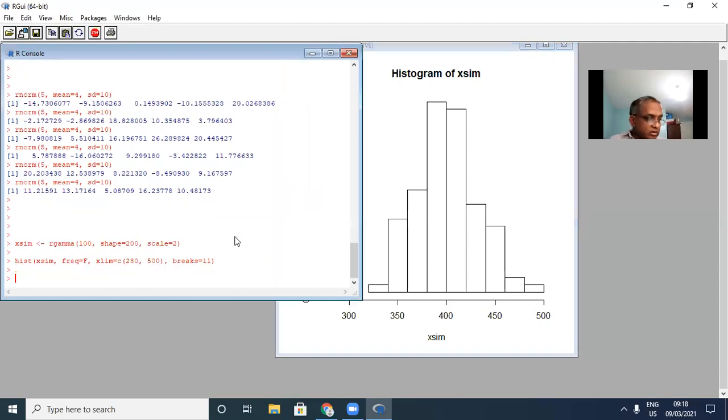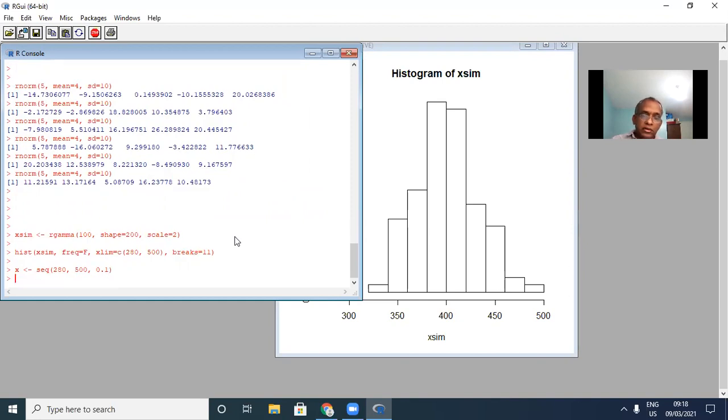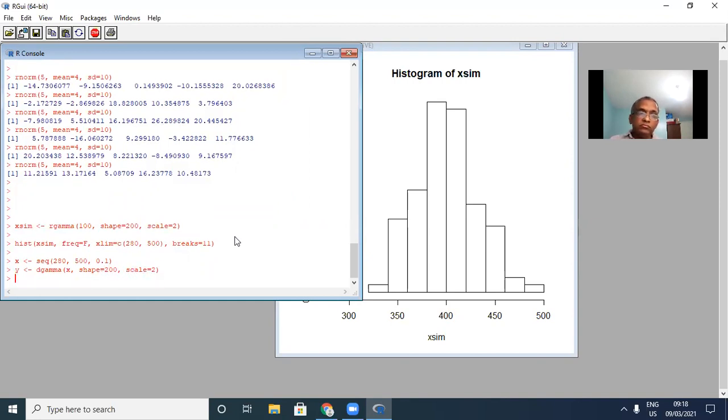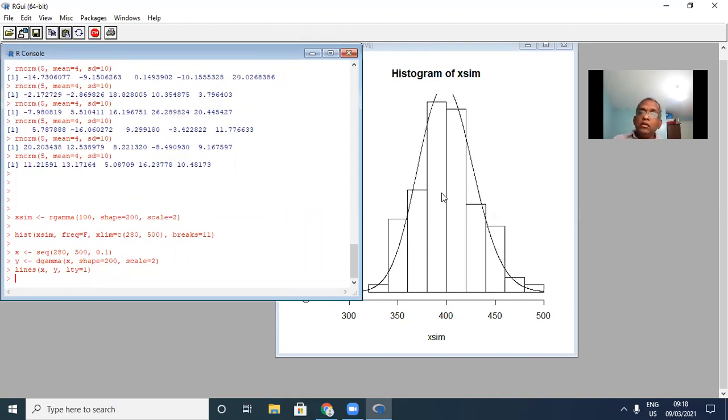Now what I'm going to do is plot on top of this histogram the density of the gamma distribution. So let me first define the sequence from 280 to 500 in steps of say 0.1, right? And then define y to be the density of the gamma at x with shape parameter 200 and scale parameter 2. All right, then I will use the lines command, right?